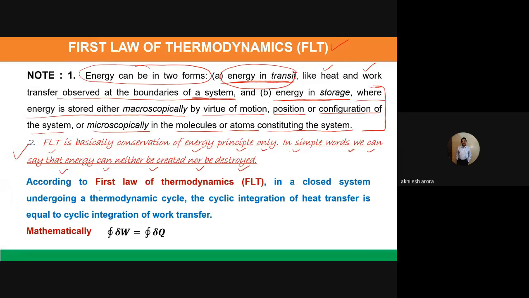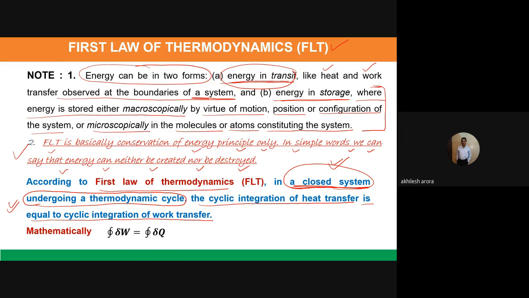The definition is actually according to the first law of thermodynamics in a closed system. Okay, so see the terms which are written in the definition: in a closed system. So we are talking about the closed system undergoing a thermodynamic cycle. So the system is undergoing a thermodynamic cycle. The cyclic integral of heat transfer is equal to the cyclic integral of work transfer. So mathematically, what I want to say is cyclic integral of delta W is equal to cyclic integral of delta Q.